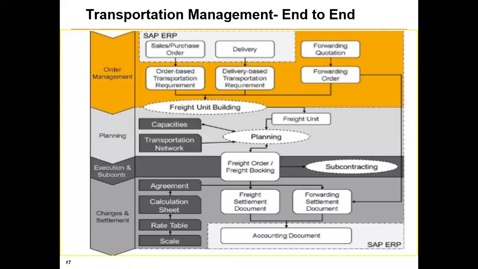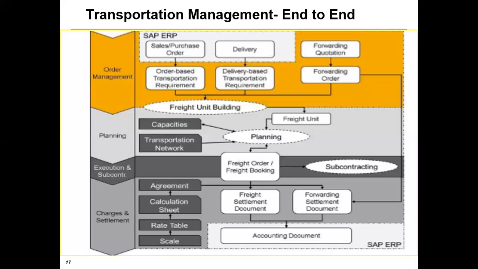Now these forwarding orders have two paths. One is the creation of the freight unit building. Basically, a freight unit is a collection of n number of base units of measure, BUOM. So a freight unit, you can say, is a container or vessel or pallet.